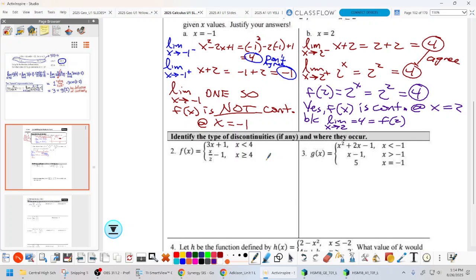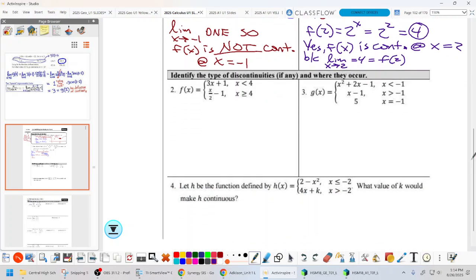How'd you do? I guess I should ask that. How is your description? Did it meet the criteria? Alright, this one's kind of interesting. This looks like a carryover from yesterday. So identify the type of discontinuities that occur and where. So how do we know if there's a discontinuity? If one of the rules doesn't hold. Yeah, if those 3 criteria fail somewhere, okay?